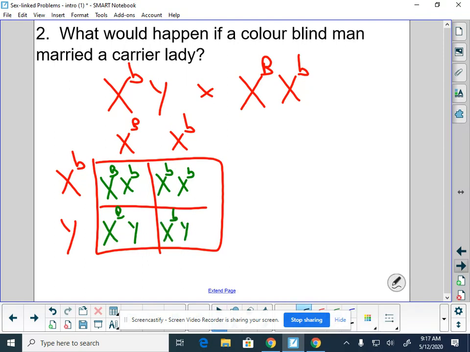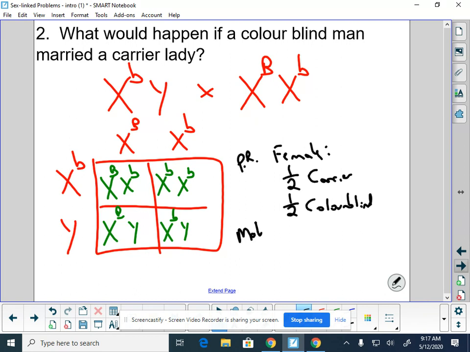And then phenotypic ratio, it doesn't matter which sex you start with, I'll start with females. Here we have 1 out of the 2 females are carriers, and 1 out of 2 is colorblind. For males, 1 out of 2 is normal vision, and 1 out of 2 is colorblind.